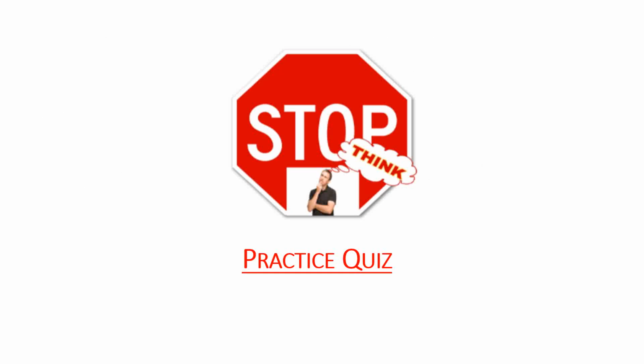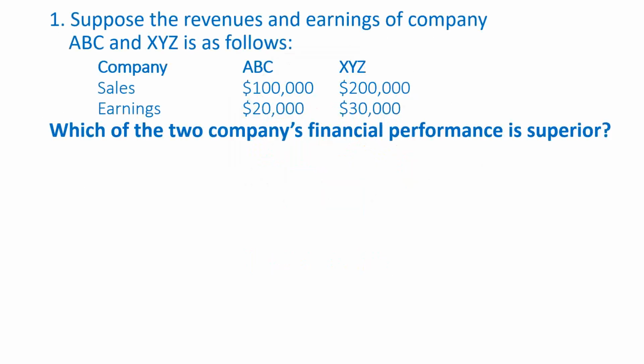So let's stop and think. Here's the question. Suppose the revenues and earnings of companies ABC and XYZ are as follows. Sales: ABC is 100,000, XYZ is making more. Earnings: ABC is making only 20, XYZ is making 30. Which of the two companies' financial performance is superior?